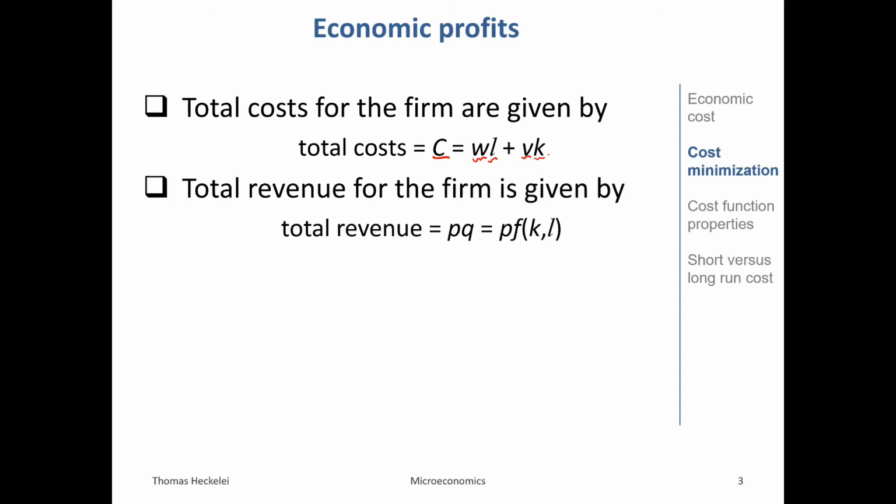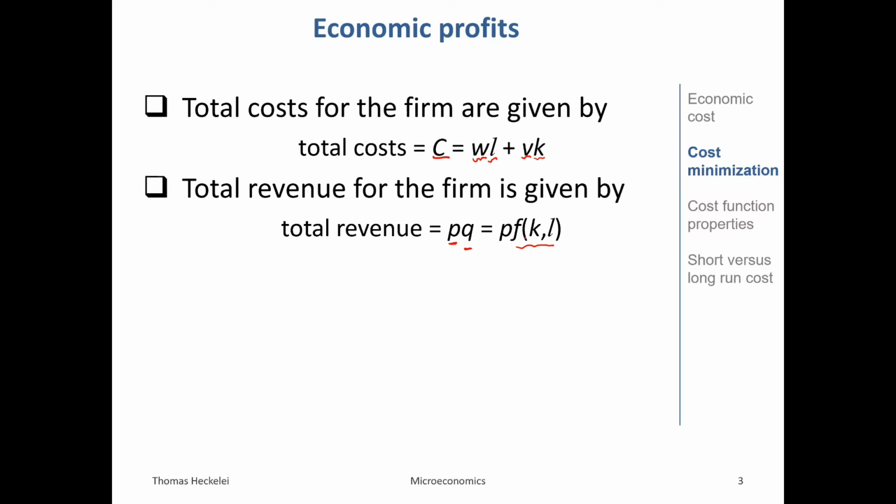The second thing is revenue. Revenue is what the firm earns by selling its product, right? So the total revenue will be the price of the output P times the quantity Q, where the quantity is expressed or summarized by your production function. We talk about it now. So here it is P times F(K, L), a function of inputs, here capital and labor.